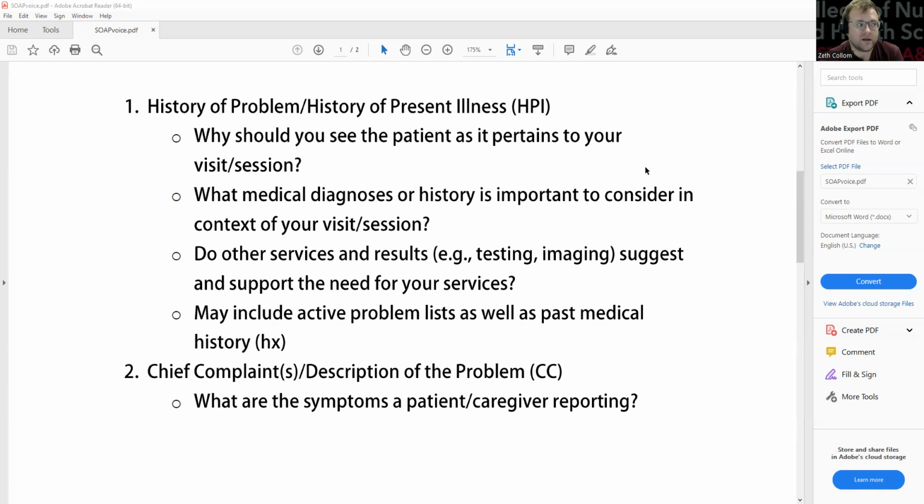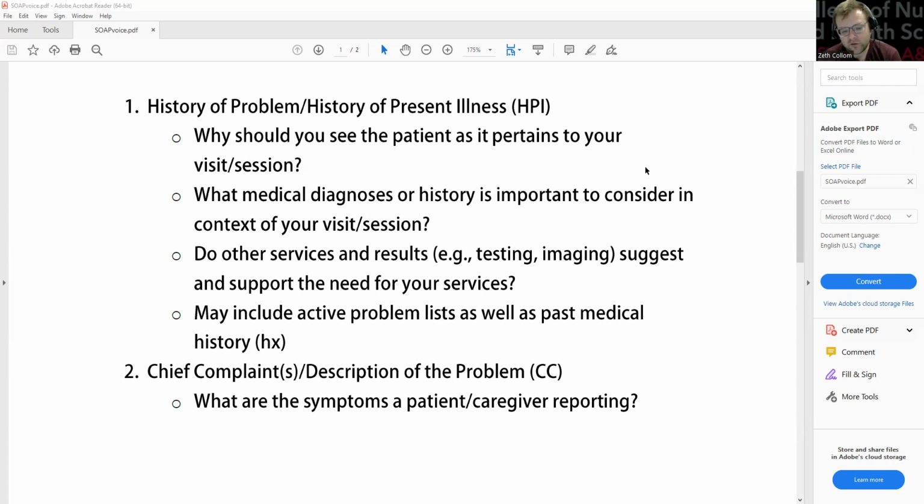So if they've had a right stroke and that's been confirmed and diagnosed, we probably want to include that. Do any other services or results, such as imaging? So say they went to see, we're in voice class right now, so say they went to see an ENT and they've been scoped already, and what were the scoping findings. That also helps you, especially in voice, support the need for your services.